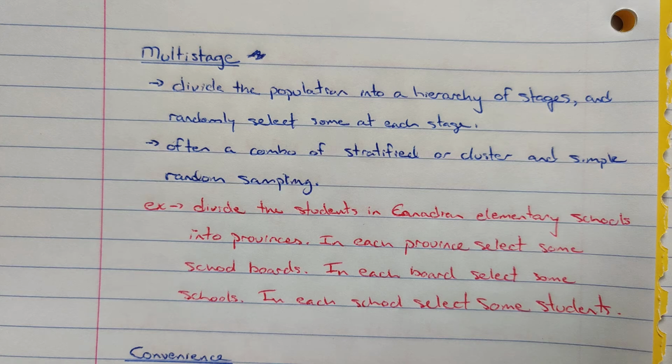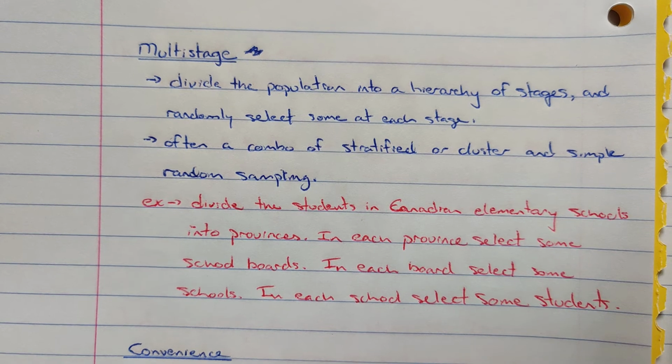And so when we're doing these selections, at each stage, we've divided everything up into stages. Now we might be using some of the other methods like stratified, cluster, or simple sample techniques to select those boards or schools or students along the way.